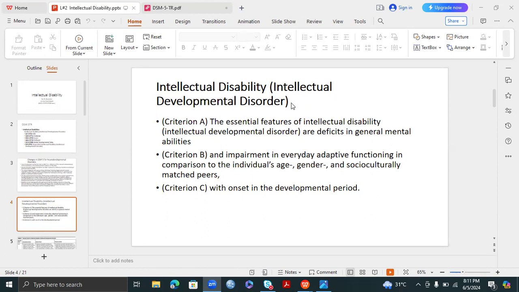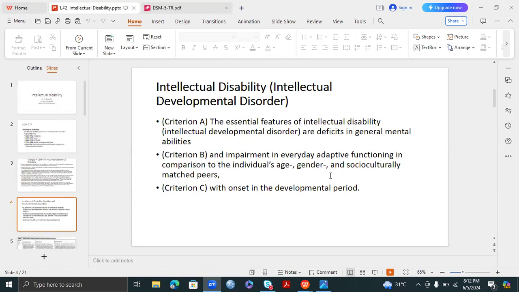The first criterion for intellectual disability in the DSM-5 TR is the deficit in intellectual functioning, or the developmental functioning in general. We will describe the intellectual functioning and the adaptive functioning later, but first you have to understand that these are the specific criteria that have to be met when we are diagnosing any person with any kind of psychopathology.